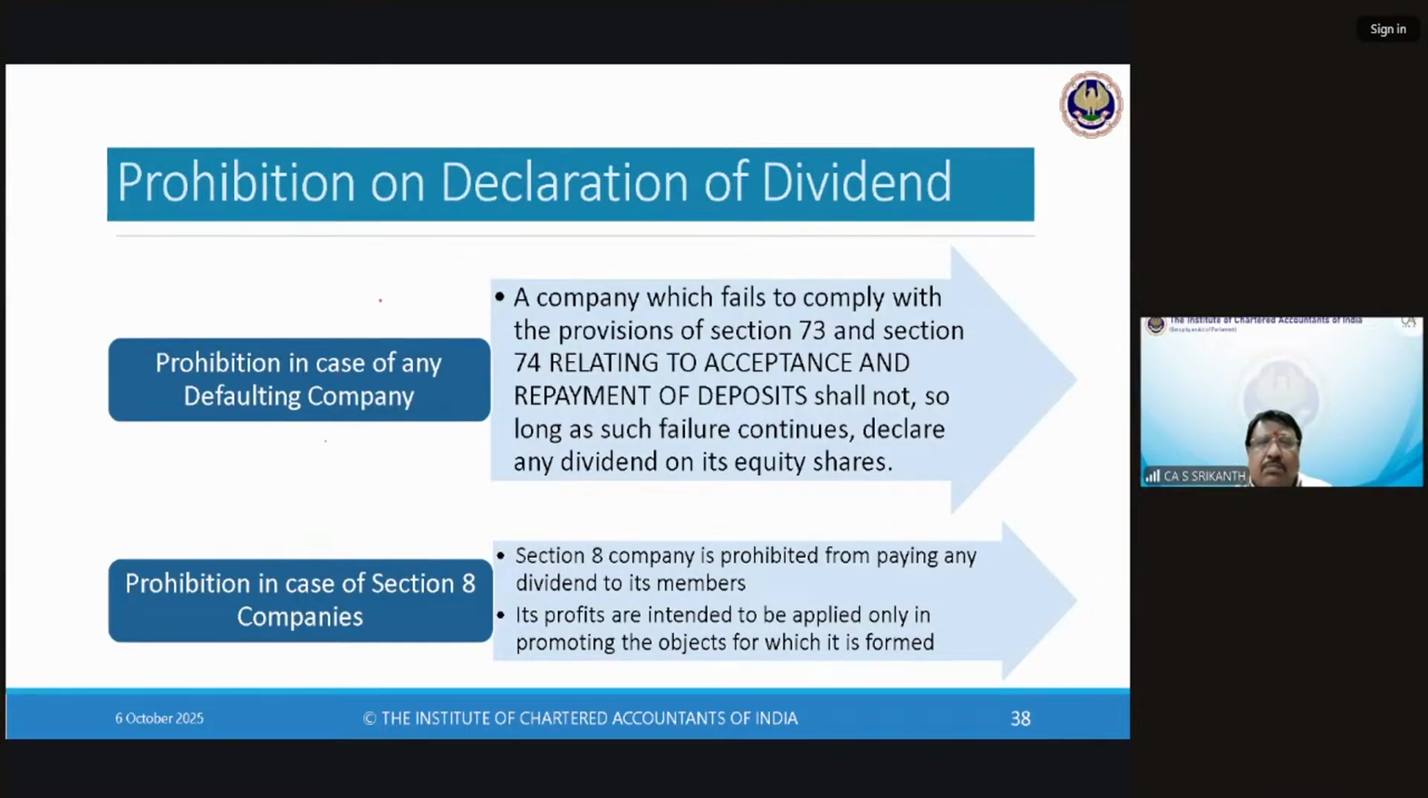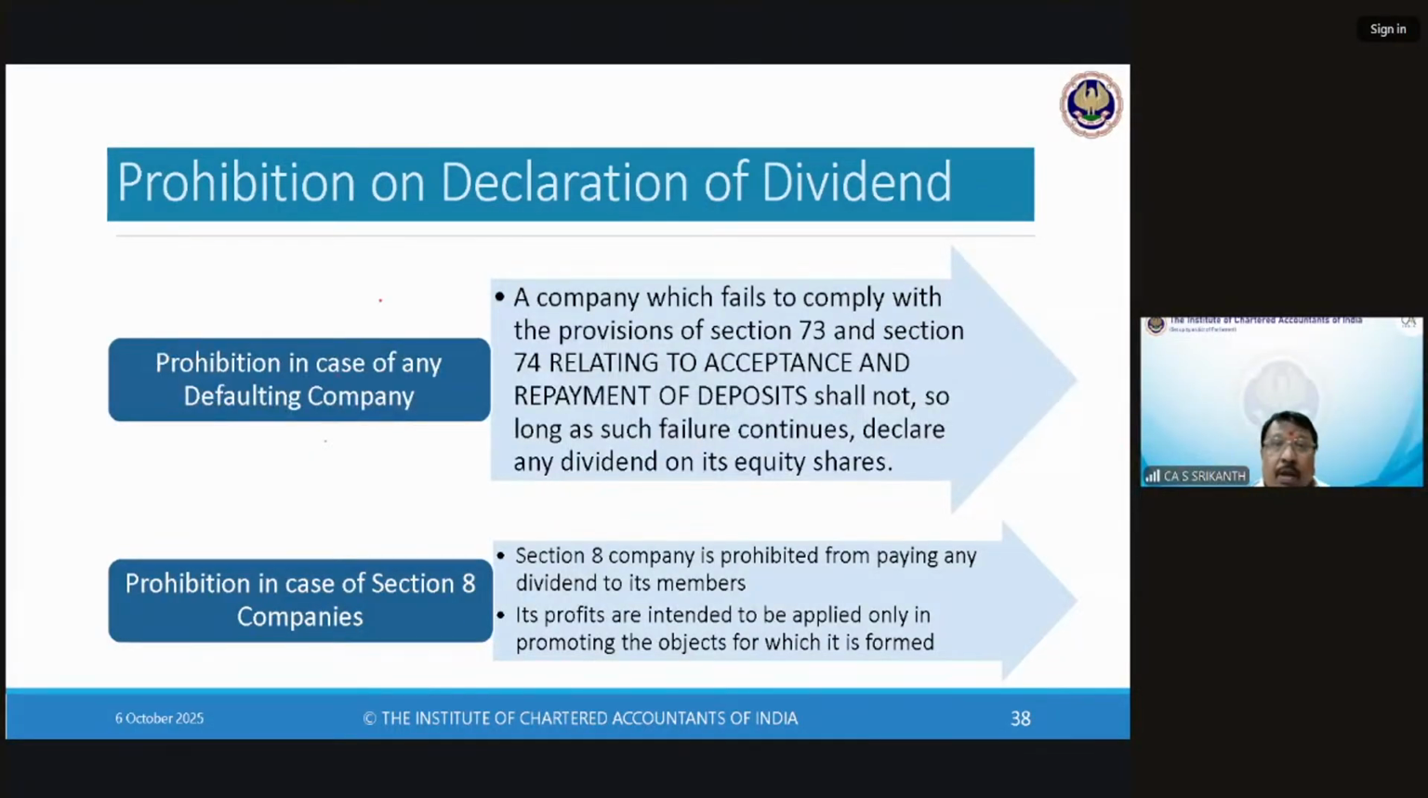There's a prohibition where a company fails to comply with the provisions of Section 73 and 74 relating to acceptance and repayment of deposits. Friends, you have studied those 2 chapters. You know the various rules, conditions, percentages and all. But here they are not talking about only repayment. They are talking about compliance with 73 and 74. Everything should be complied with. If there is any default, you cannot declare a dividend so long as such failure continues. You correct that and then you declare.